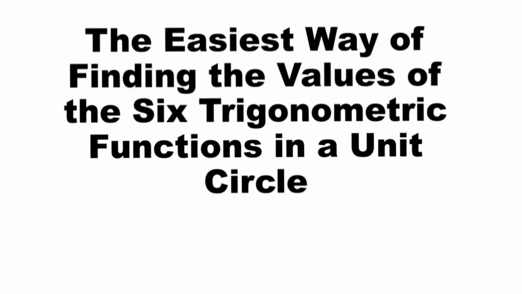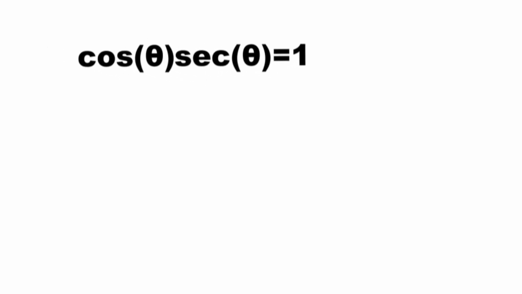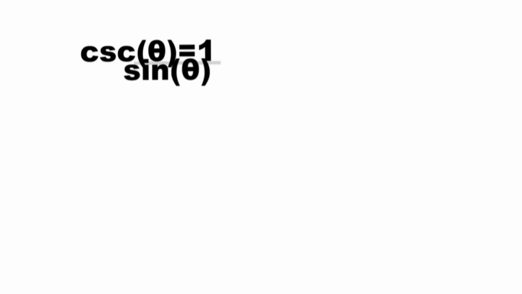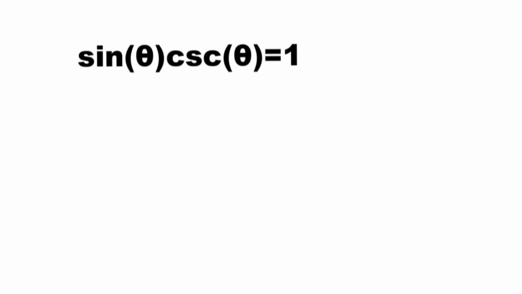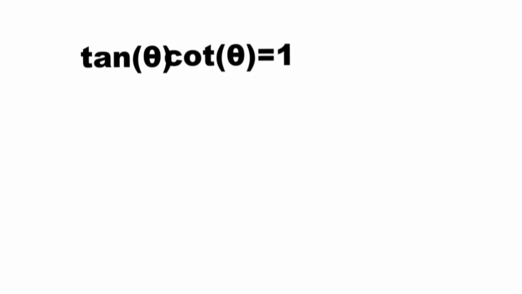The easiest way of finding the 6 trigonometric functions in a unit circle. Recall that secant theta is equal to 1 over cosine theta, so cosine theta times secant theta is equal to 1. And cosecant theta is equal to 1 over sine theta, so sine theta times cosecant theta is equal to 1. And cotangent theta is equal to 1 over tangent theta, so tangent theta times cotangent theta is equal to 1.